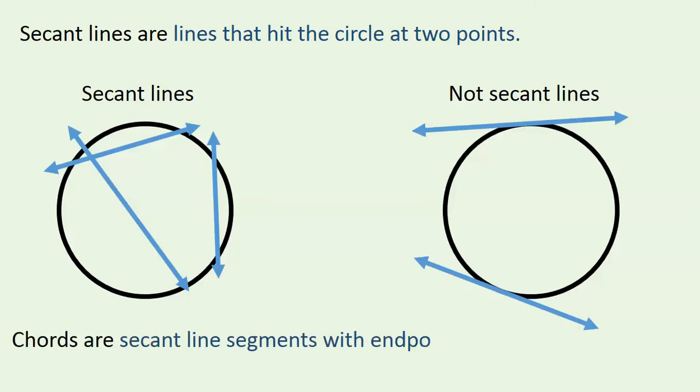Chords are secant line segments with endpoints on the circle. One example of a chord is right here. Notice how its endpoints are on the circle.